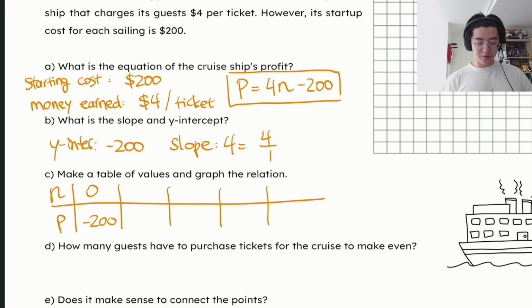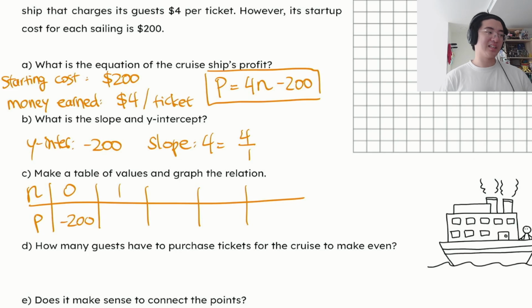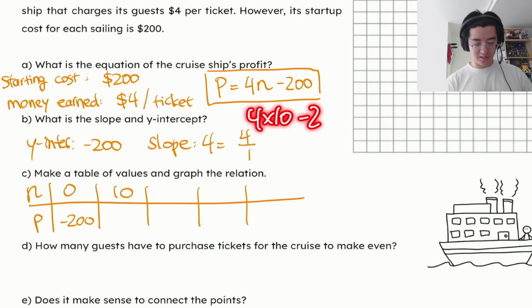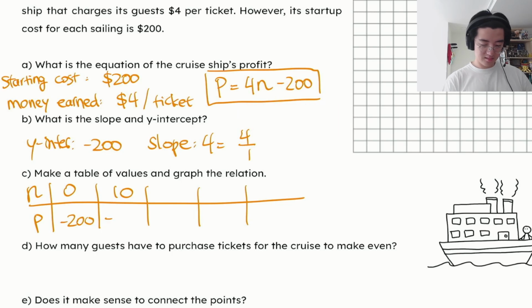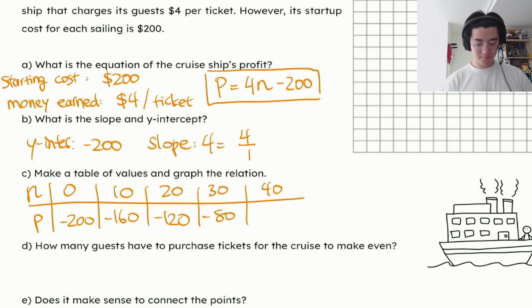Okay, so we can do then 1 ticket. That's 4 minus 200, but that takes way too long. For bigger numbers like this, we can just go up by 10 each time. So after 10 tickets, it's 40. Right, 4 times 10 minus 200. We can just go by 10 each time. Let's do one more. At 50 tickets, we finally hit 0.